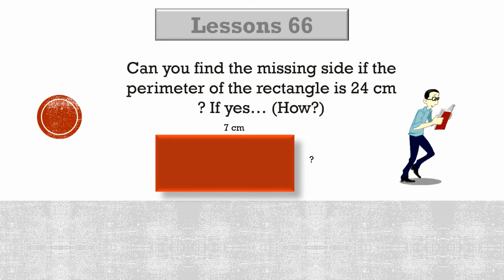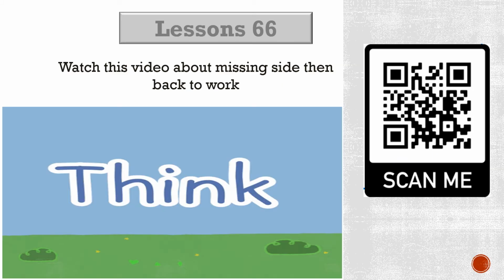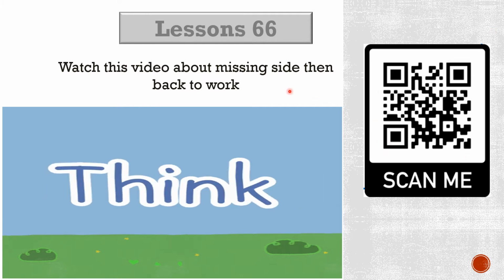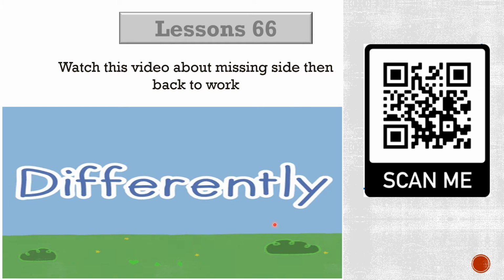Can you find the missing side if the perimeter of this rectangle is 24? This side is 7. Can you find what this side is? If you can, tell me how. If you can't find the missing side, just scan this and watch the video about the missing side, then get back to work and think differently.